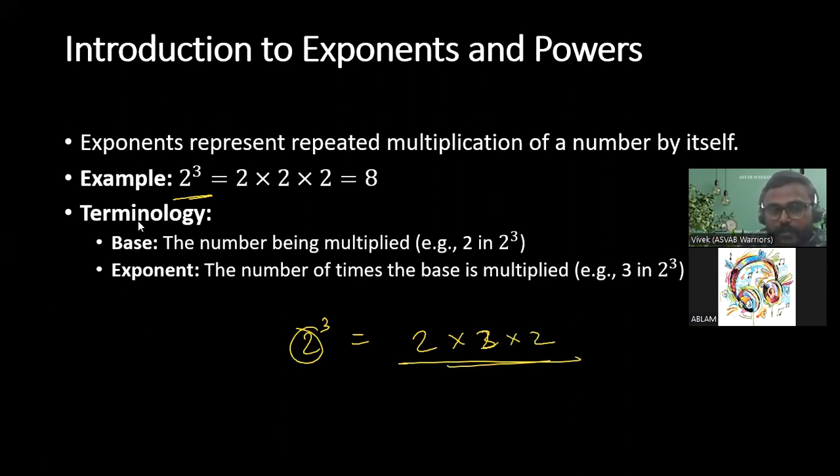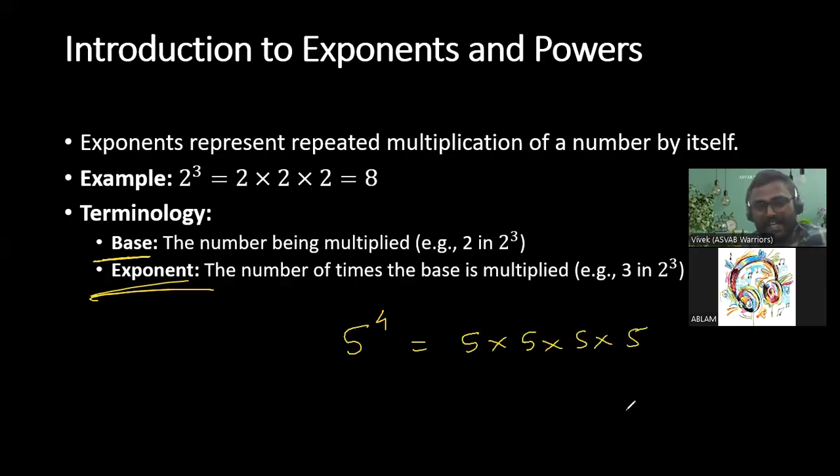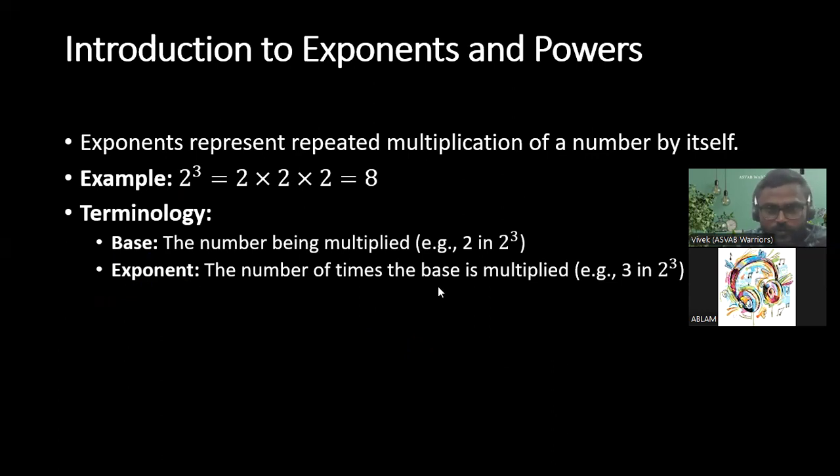If you check the terminology, here there is the base, and here there is the exponent. If I write 5 with exponent 4, 5 is the base, so 5 will be multiplied with itself 4 times: 5 times 5 times 5 times 5, which is nothing but the exponent and its power. How exactly are we going to name it? Now let's do one thing.